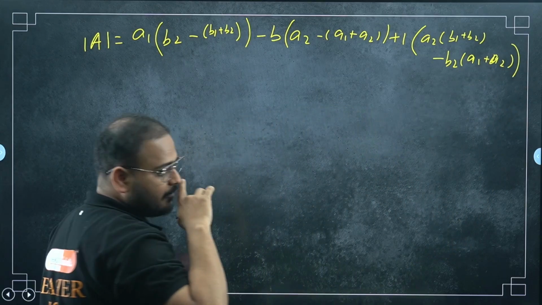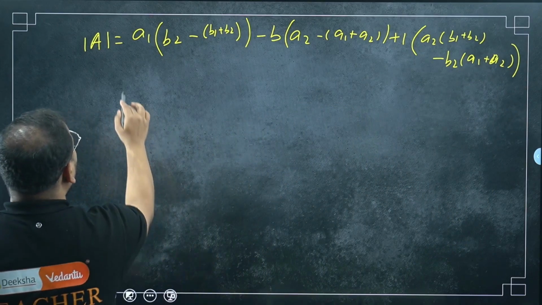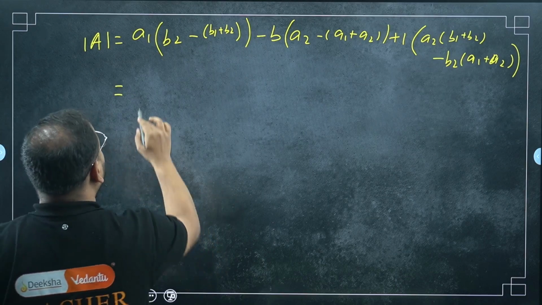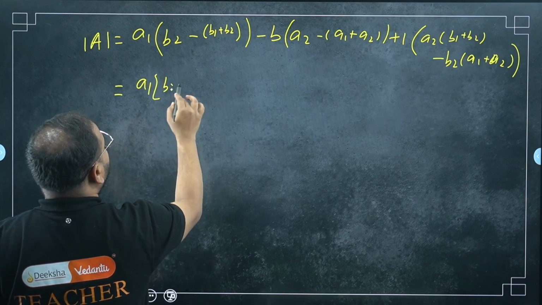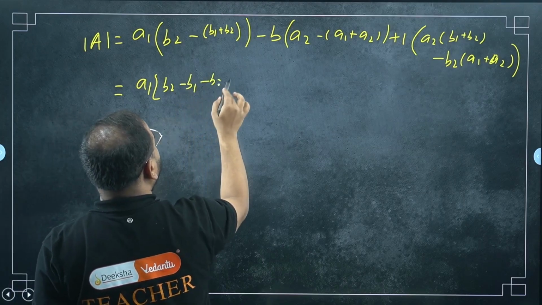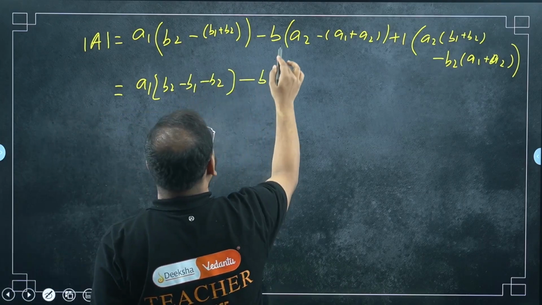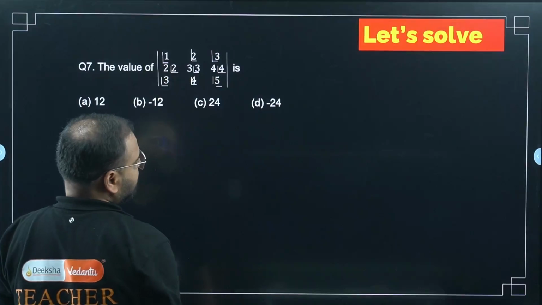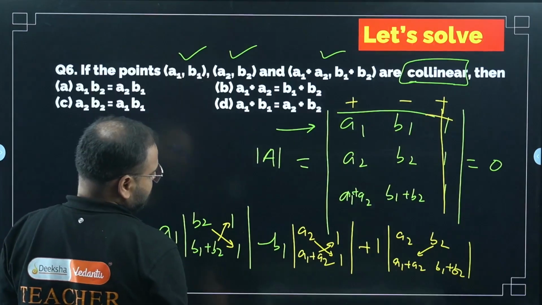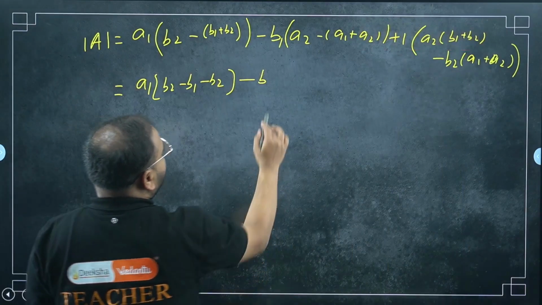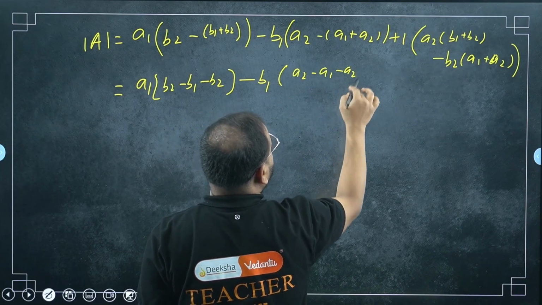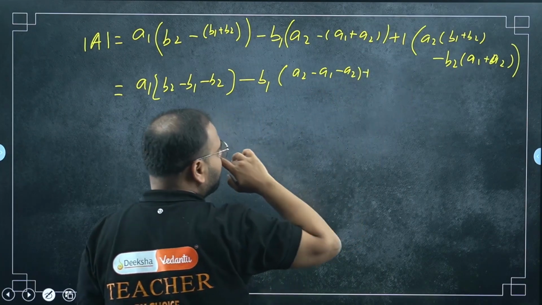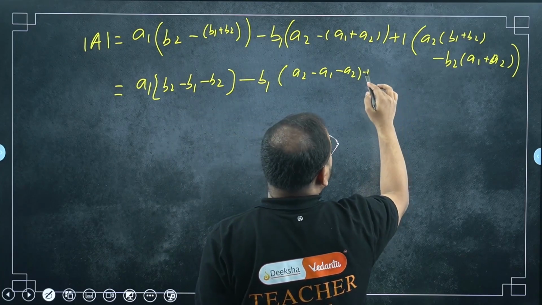Okay, now we have to simplify this. It's going to take some time, but we'll solve it, no problem. So check here, this is my a1. What is this in the bracket now? b2 minus b1 minus b2. What is over here? This is b1, right? This is b1. Check here, this is b1. Okay, so b1, this is a2 minus a1 minus a2. Okay, plus 1. I don't have to write 1 here. So this will become what?